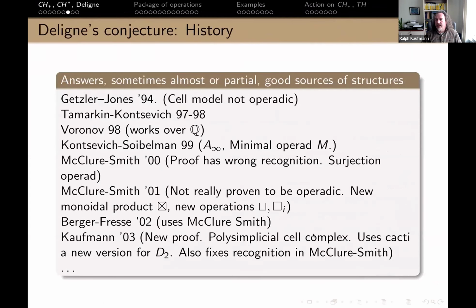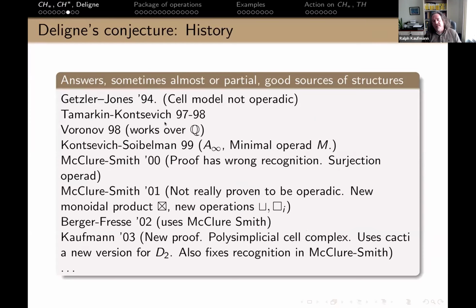Here's a short rundown of the history, which is probably missing something because there's so much going on, but I think I did pretty well. The first proof or non-proof was given by Getzler and Jones. There are many parts where things can go wrong, which is why I spent some time with that. But every time something goes wrong, it's an opportunity to find more structure, and that's more or less the story. They had a cell model which was not operadic. They used Fox-Neuwirth cells, and that doesn't work cellularly as an operad. So the operadic part was off.